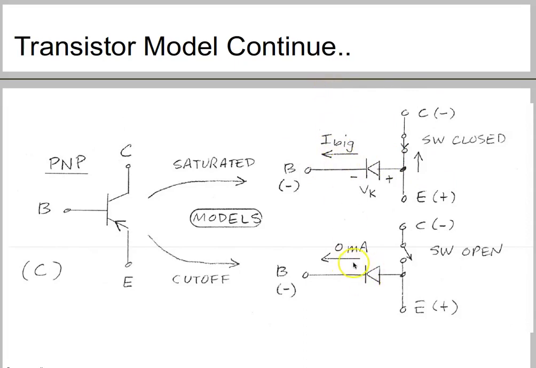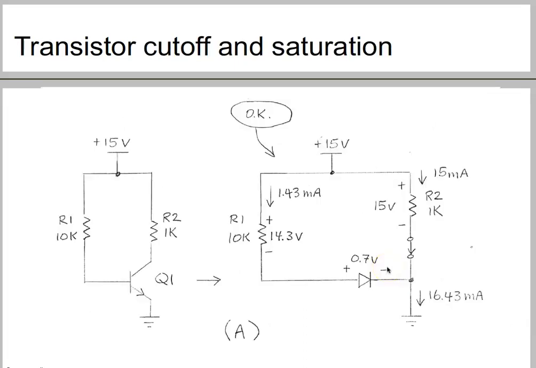You saw, in this case, this is going to be your IB current, which is going towards this direction, and the current flow is from this emitter to collector, because this is positive compared to this. And same with this, when you have 0 milliamps, that means your switch will be open. Now let's see next, transistor cutoff and saturation.